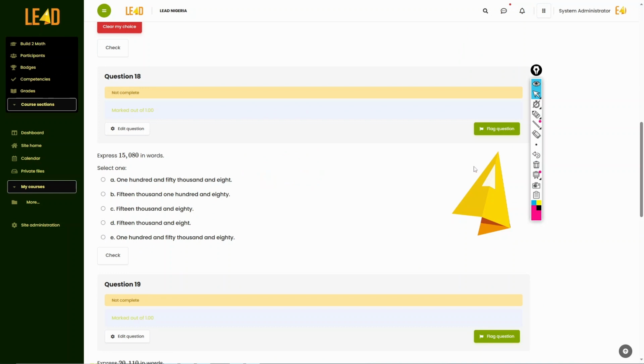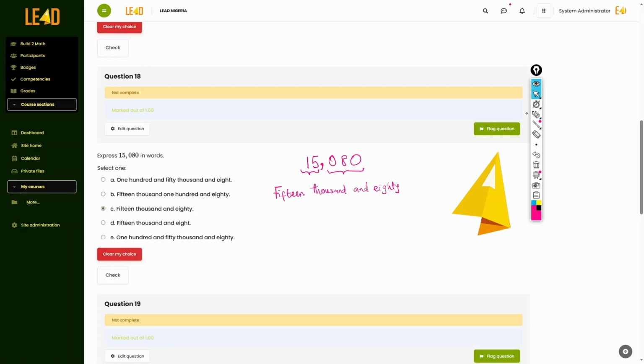Question 18. We have 15,080. In the thousand space, what we have is 15, so I'm going to say 15,000. And then after the thousand space, we have just 80. So 15,080. The option is C: 15,000 before the comma and 80 after the comma.